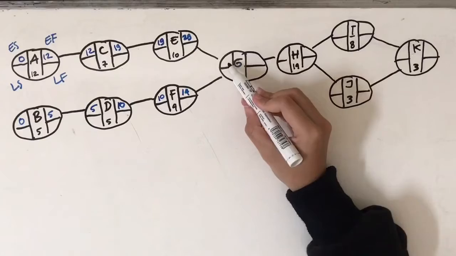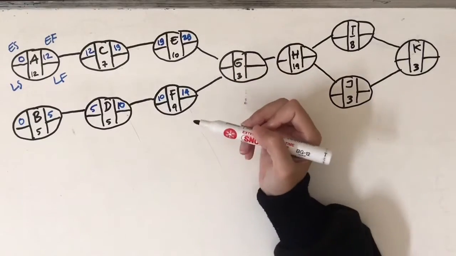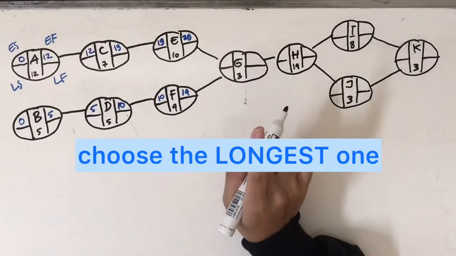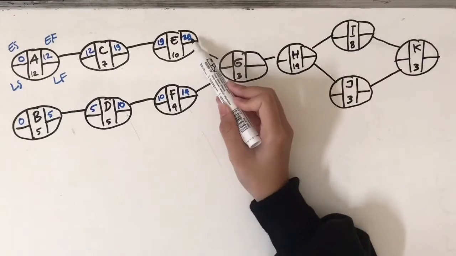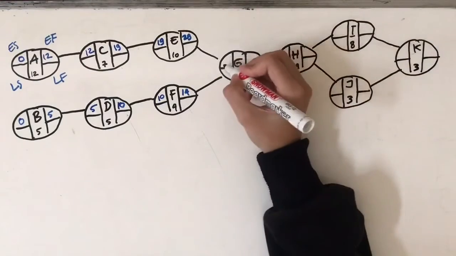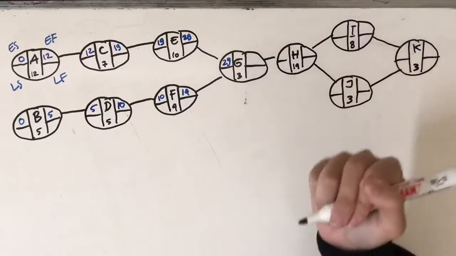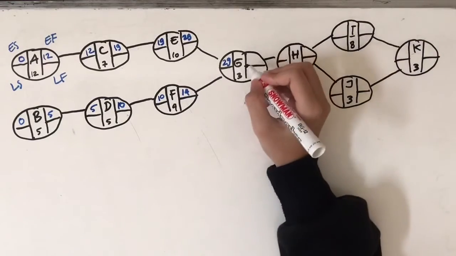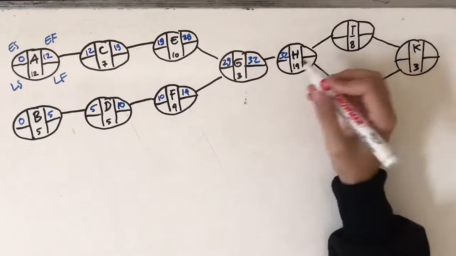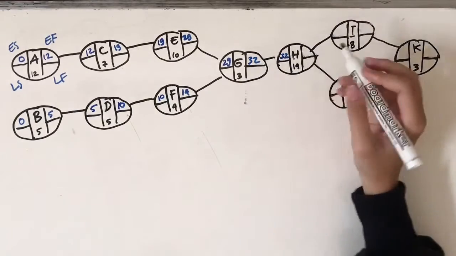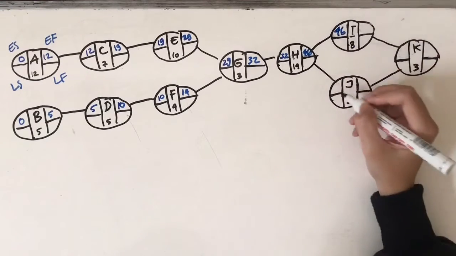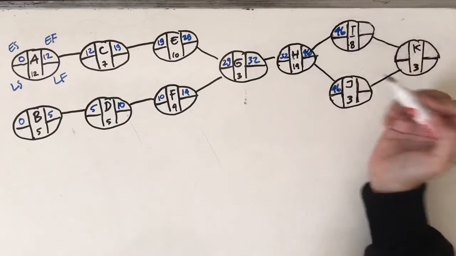But here at activity G, it has two predecessors, E and F, and to determine the earliest start for G, we choose the maximum earliest finish between its predecessors, which are E and F. So the earliest finish of activity E is at day 29, while the earliest finish of activity F is at day 14. And between 29 and 14, the longest time is 29. So we put 29 here for the earliest start of activity G. For activities I and J, they have the same earliest start because they have the same predecessor, which is activity H.